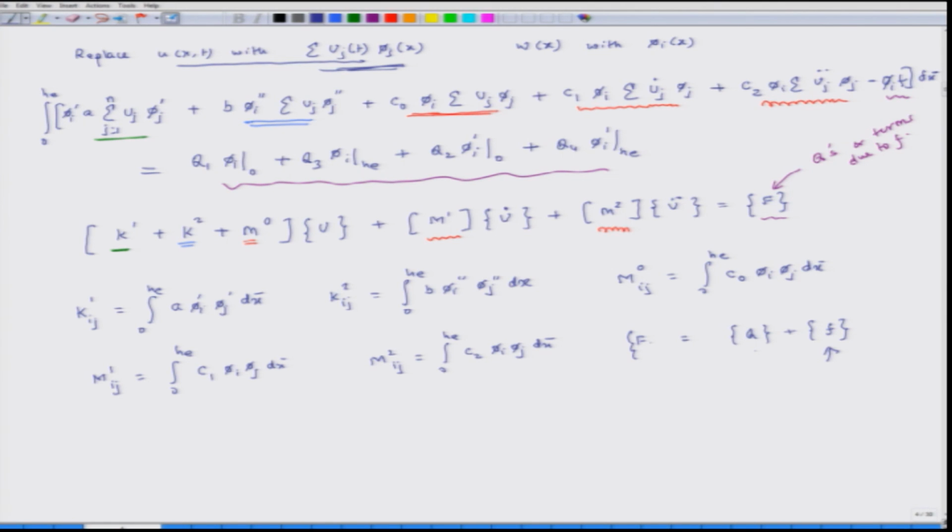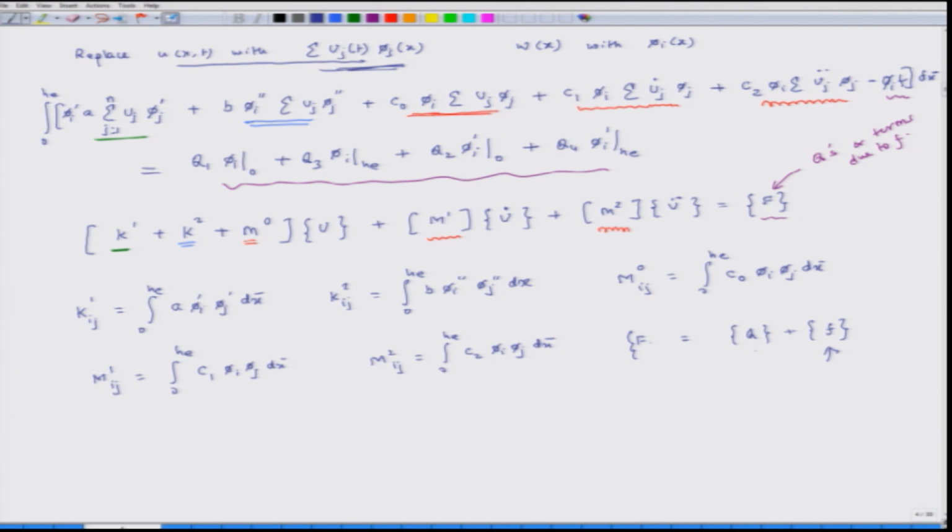Finally, in this entire system, we have assumed that A, B, C naught, C1, C2 can change with x. So, they are not necessarily position independent, and some of the stiffness terms can not only depend on x because of these constants, but they can also vary with time. These terms A, B can change with time. So, K1 and K2 can change with time. This is important to note.